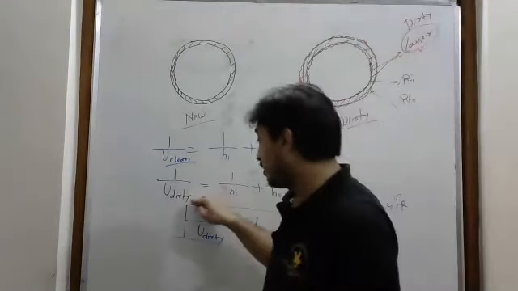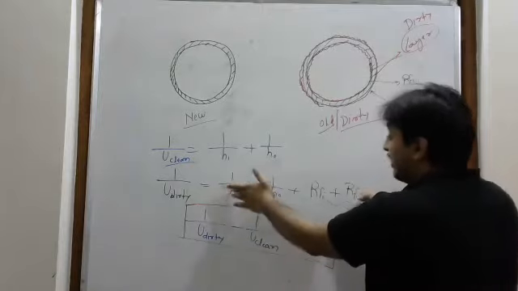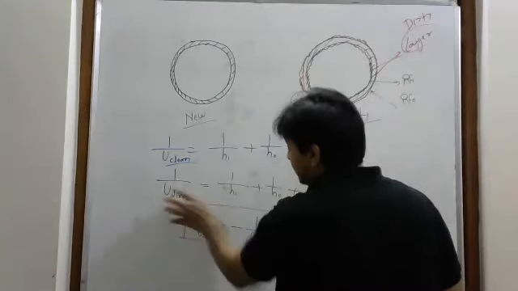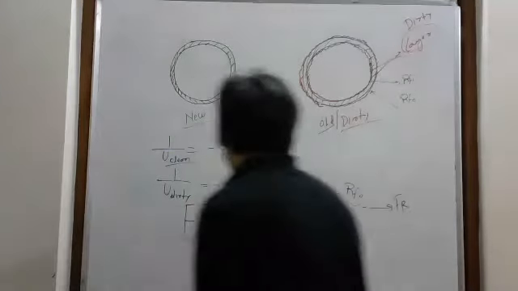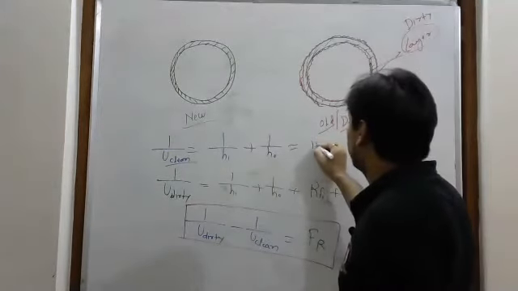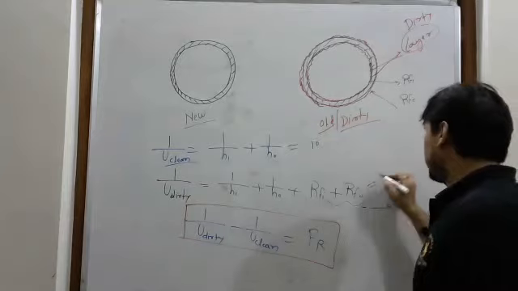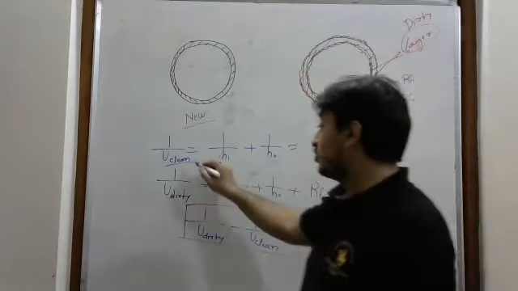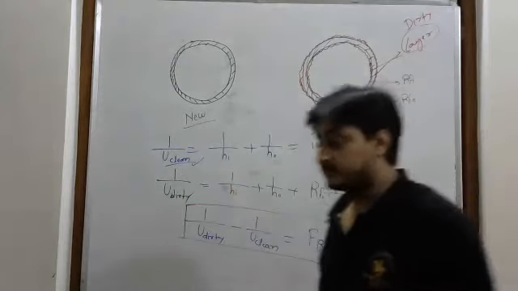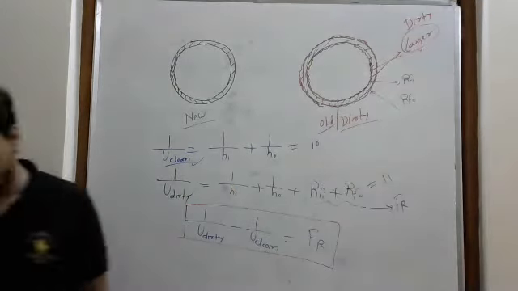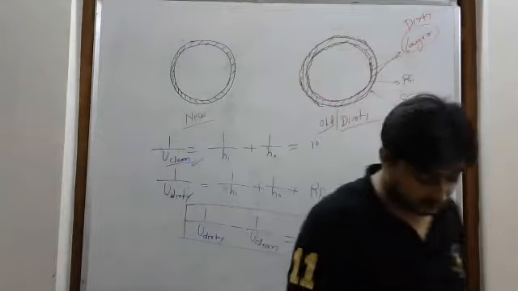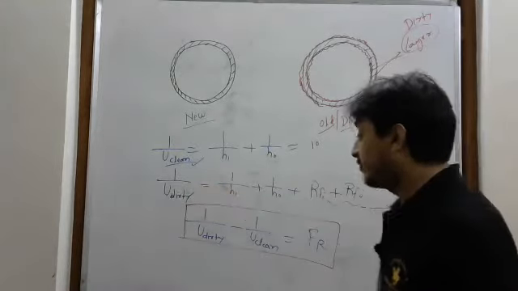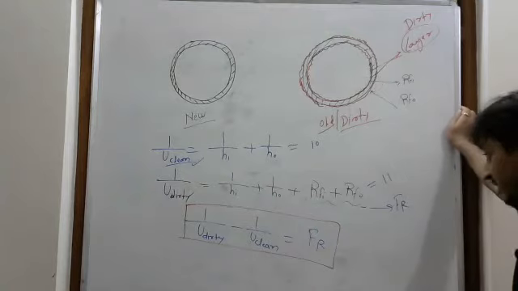If 1 by U dirty, see, this total value will be more. Try to understand this thing. Take it, this value came 10. Definitely this will be positive, so this value will come 11. Now tell me, is U clean more or U dirty more? Somesh, just reply, tell me. Clean, you understood, I think.